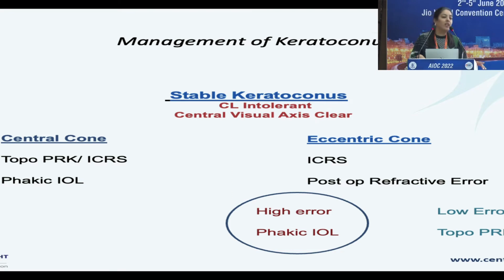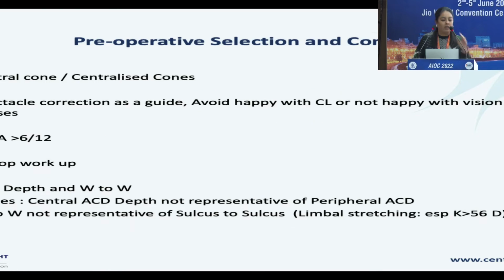Also, if you have an eccentric cone and you treated it with ICRS, you've centralized it, but the refractive error will still remain. As a secondary procedure, you can do a phakic IOL. Again, remember, these patients should be contact lens intolerant and should have a central clear visual axis.